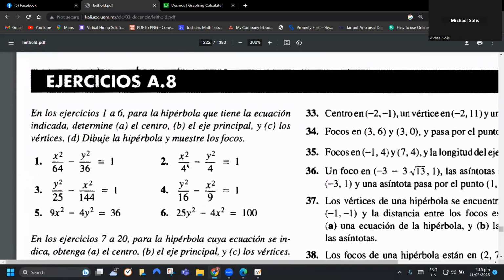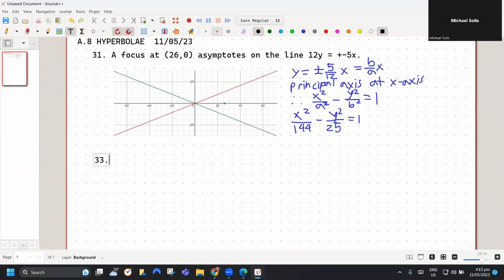Teka, teka. Ano? Teka, parang ang base ng tanong nun eh. Yung 33. Patingin muna. So, ano na x squared over a squared minus y squared over b squared is equal to 1. So, we get... how did you go from there to the answer?